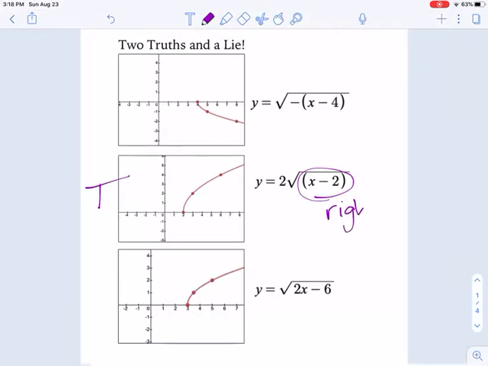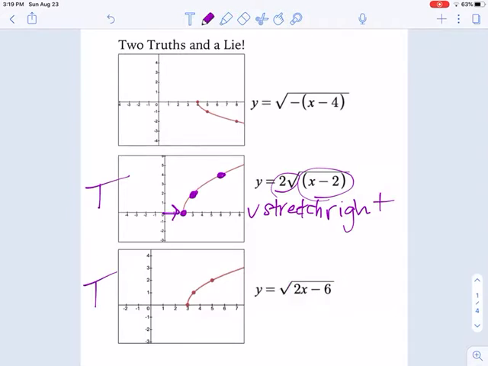This one right here is a truth. We have the square root of x shifted right 2 and a vertical stretch of 2. So you can see the vertical stretch has been applied. These 2 coordinates have been doubled for their y value, and you can see we have that shift to the right 2. Our next truth is the 3rd one.